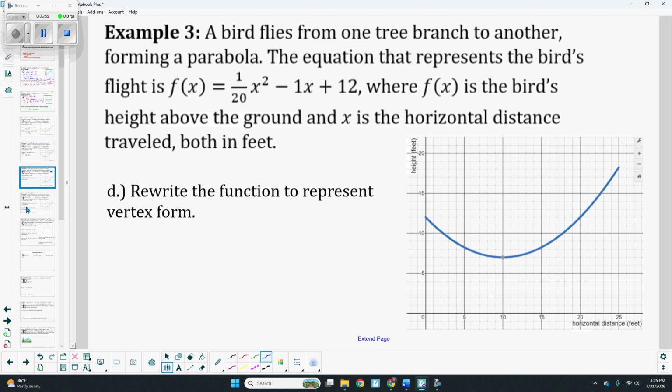Part D, it says rewrite the function to represent vertex form. So this shouldn't be bad because we already know what a is, right? a in the standard form is 1 over 20.